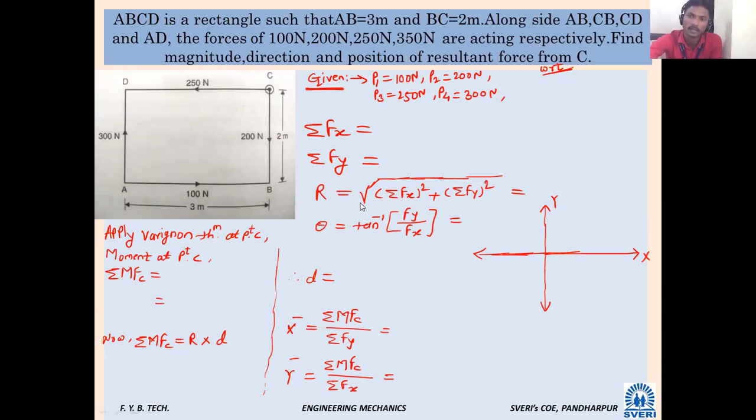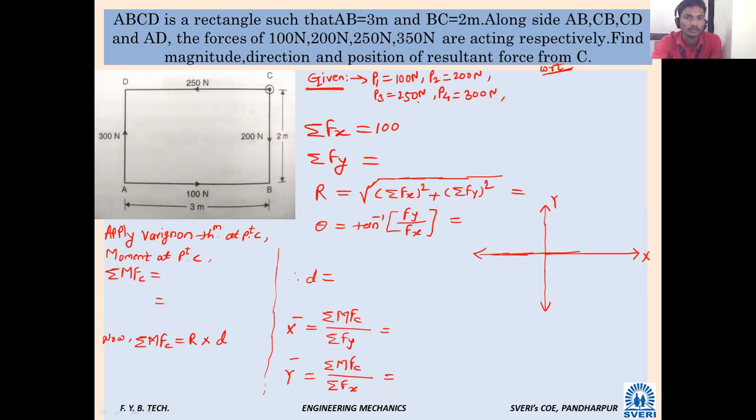See, summation of x and summation of y we are supposed to calculate. I will not write each and everything here. All the forces are either horizontal or vertical. So first, force number 1, what will be its x component? 100 Newton. Either it will be positive or negative. Give attention and tell me first. Positive. It will be positive because it is going towards the right hand side. Very good.